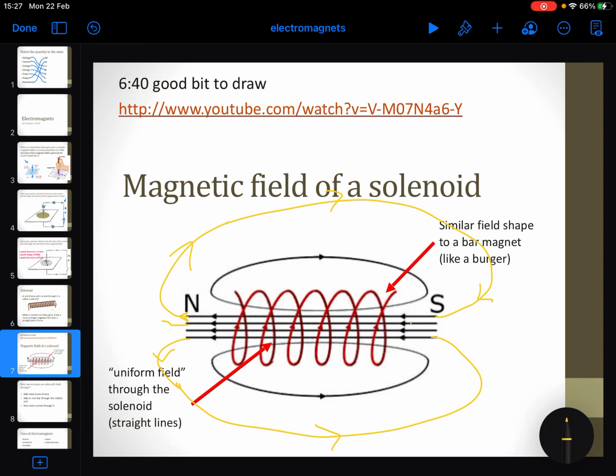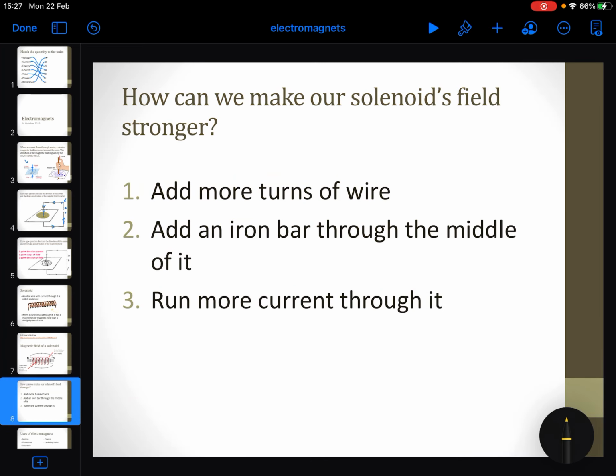So, great. I've got a solenoid and I can make a magnetic field. By putting current through my wire, I can make a magnetic field. But let's say I want to make it even stronger. Great, I've got my solenoid, it's more than a normal piece of wire. I want an even stronger magnetic field. How do I do that? I add more turns of wire. The more turns of wire you have, the stronger the magnetic field.